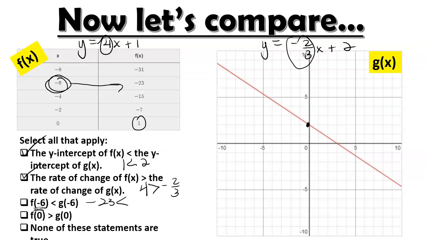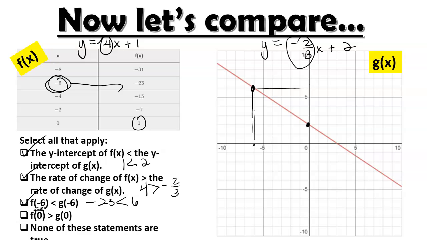Remember, we're finding it on a graph. Again, g of -6 means go to where x is -6. So I'm going to go on the x-axis to -6, which is here. I'm going to look down. There's nothing there. I'm going to look up, and I'm right here. What point is that at? That is at 6. So -23 is less than 6. That's true.